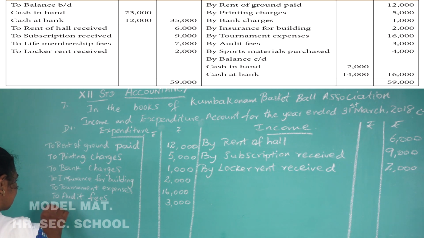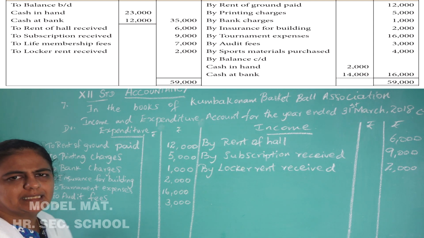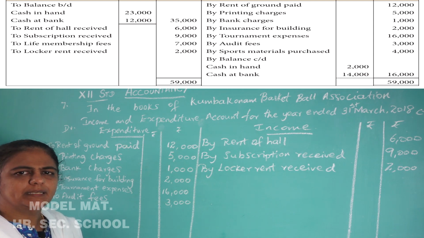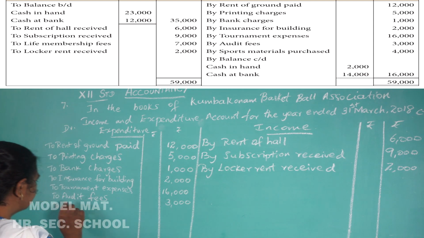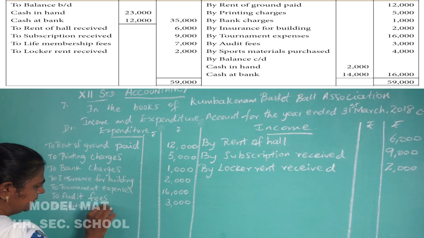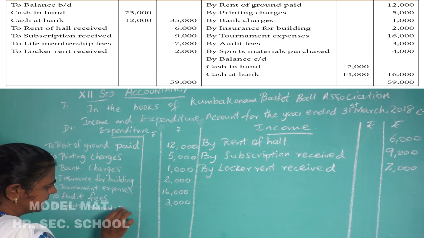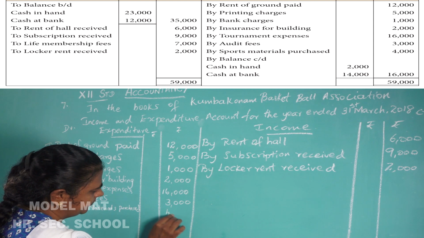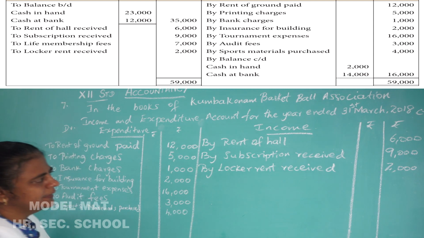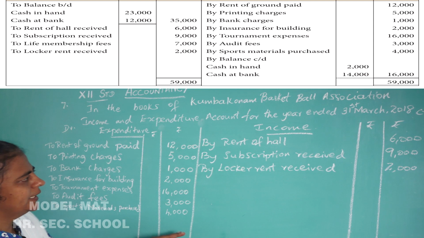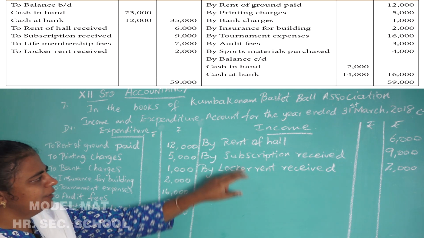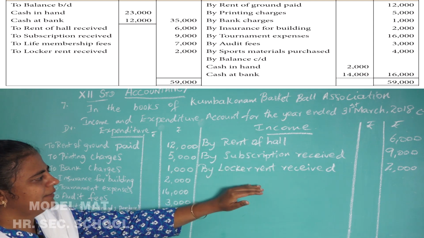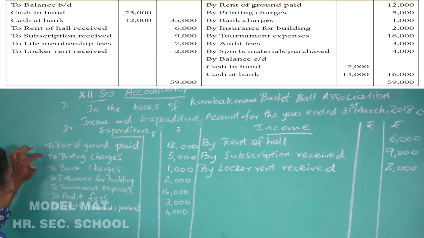Then next, sports materials purchased, 4,000. Sports material is a revenue item. Sports equipment is a capital item. So sports materials purchased, that is 4,000. Is it clear? So these are the things to be entered, children. What I have written on the income side are all the revenue receipts, and all the revenue payments, that is expenses, I have written here.